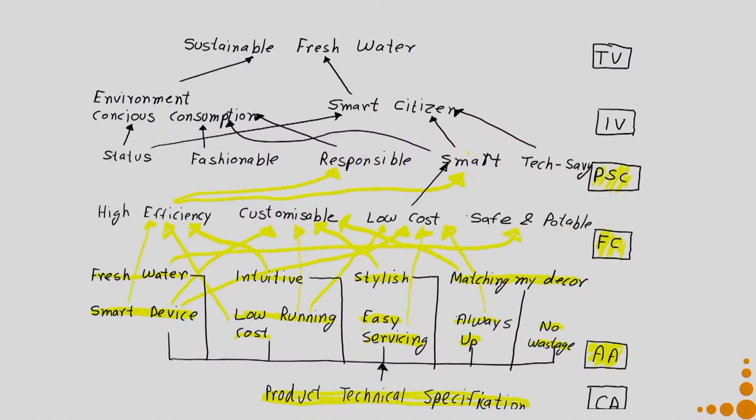Say now my smart device is related to smart citizen. Tech savvy is related to smart citizen. So now when I created this relationship, okay, sustainable fresh water related to smart citizenship. Smart citizenship is related to smart product and tech savviness. The smart I go back to be connected to my low cost, and the smart is also connected to high efficiency. It's connected to say smart device, low cost, intuitive and stylish, which means in my product technical definition, I have to rework it again. So this is how we complete the whole process.